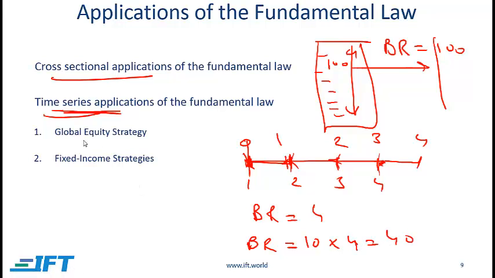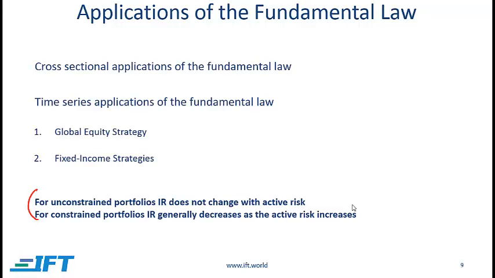Now, the curriculum talks about equity related strategies, fixed income related strategies. So if we are talking about picking stocks, then that would be equity strategy. If we are talking about picking bonds, then that would be a fixed income related strategy. Here is something that is emphasized in this segment of the curriculum. For unconstrained portfolios, the information ratio does not change with active risk. On the other hand, for constrained portfolios, the information ratio generally decreases as the active risk increases. So you need to remember this.